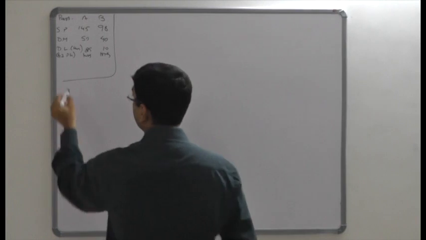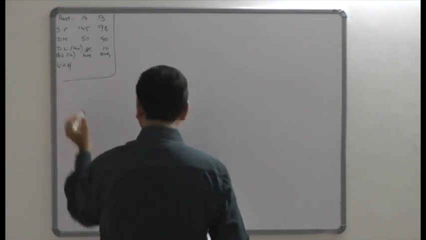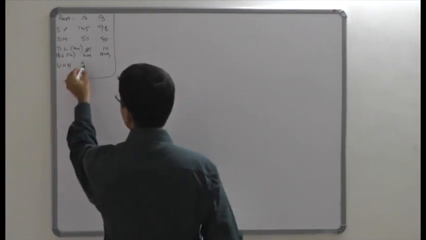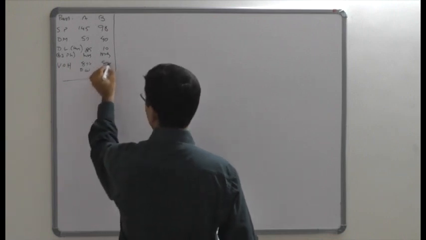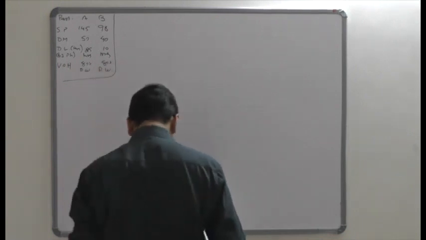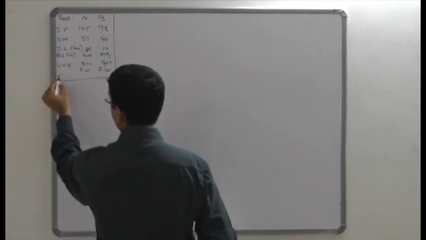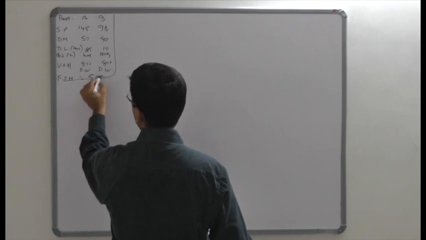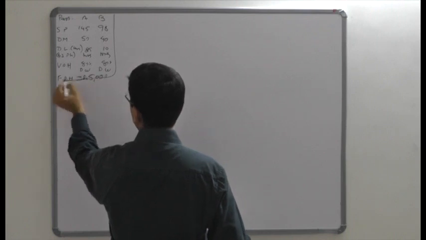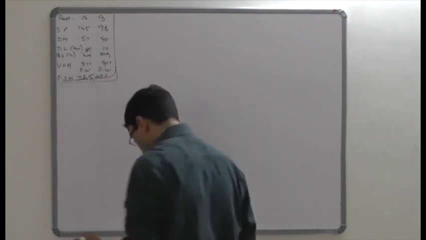Then variable overhead is given as 80% of direct wages, and this is also 80% of direct wages for B. And fixed overhead is given, that is rupees 5,000. Fixed overhead is rupees 5,000. This is the information given.